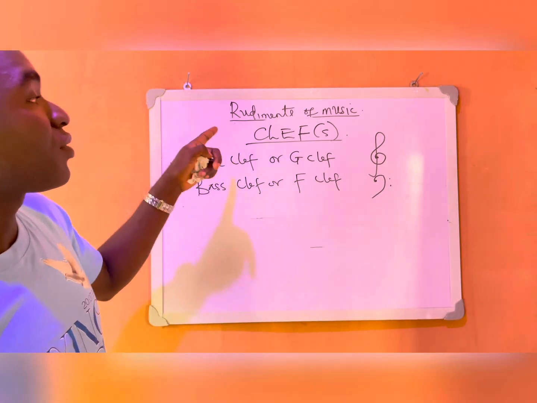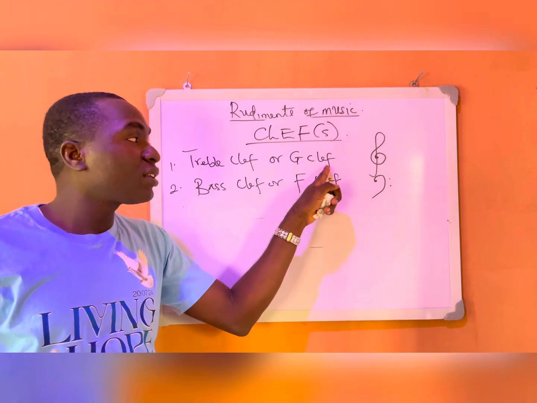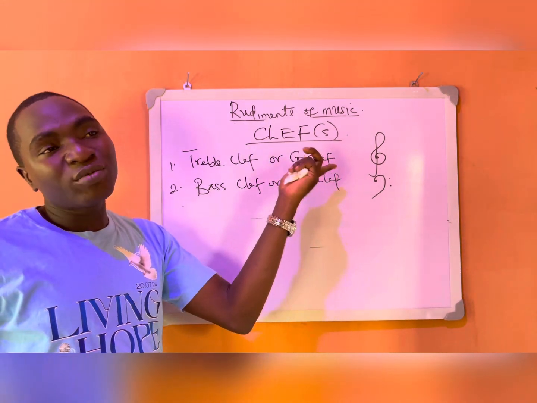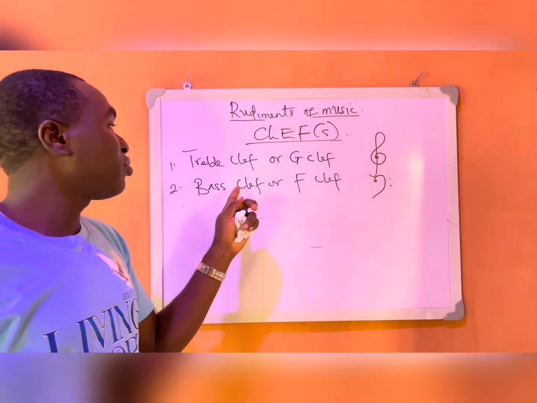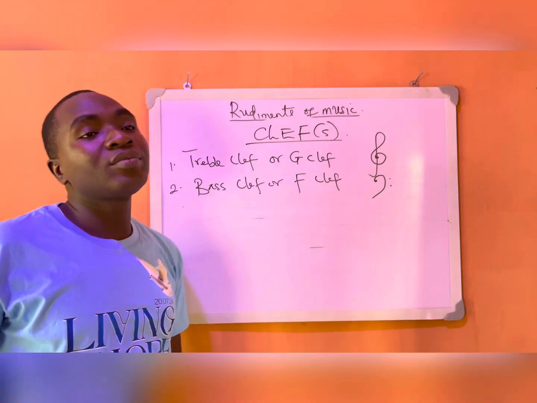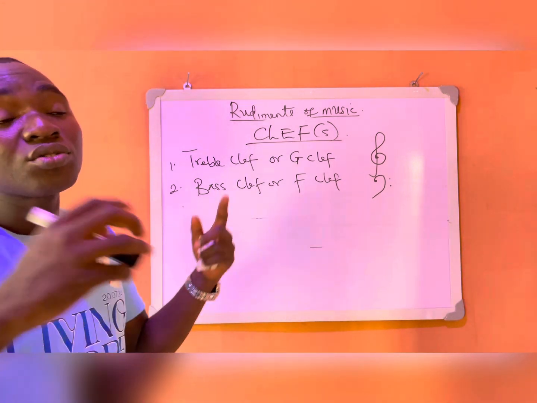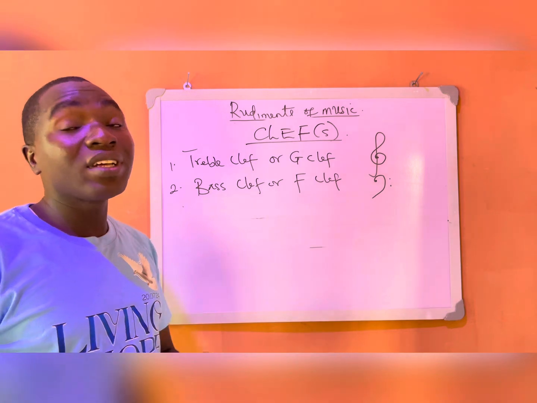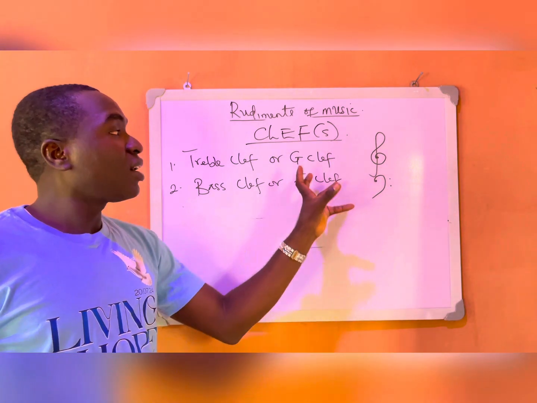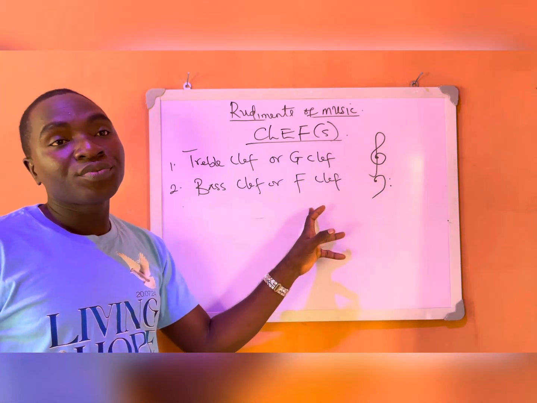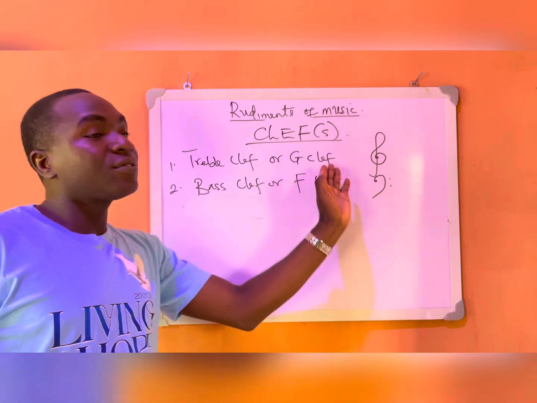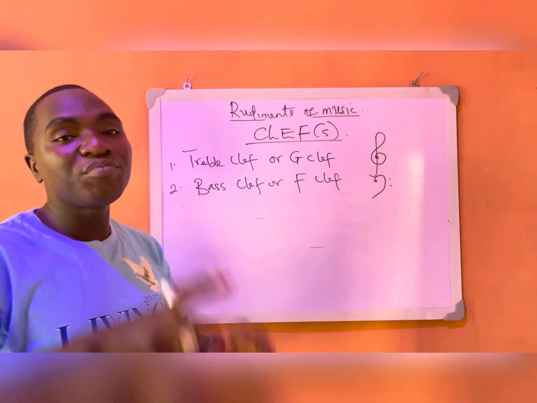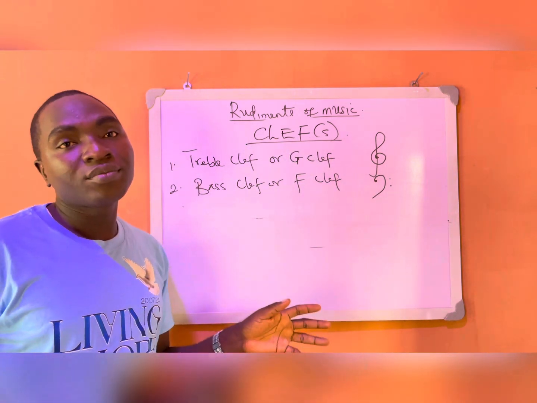So we have 2 types of clef, the treble clef or G clef. This one is also called violin clef, but that's not very common. Then we have the bass clef or the F clef. There is also the alto clef, the tenor clef, and other clefs, but for the purpose of our class, we're going to limit ourselves to these 2. So it is this clef, when added to the staff, that will give meaning to the staff.